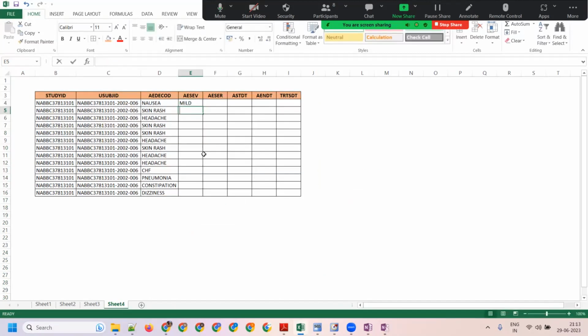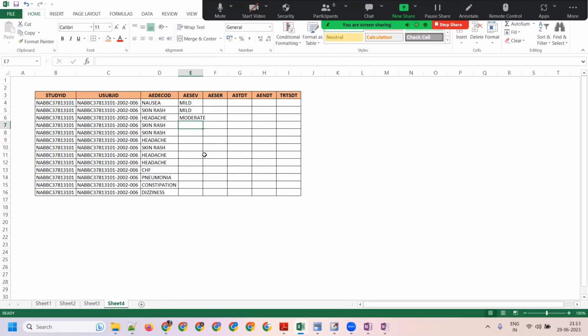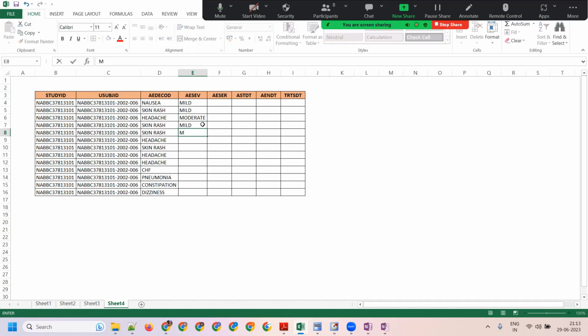Skin rash, initially it is also mild. Headache, severe headache or moderate headache. Let's start with moderate. After preparing the data, you guys need to answer me everything. Okay. Then mild, moderate, randomly taking guys. Severe, moderate, mild. These are the various severities.